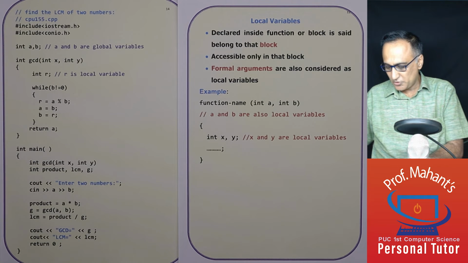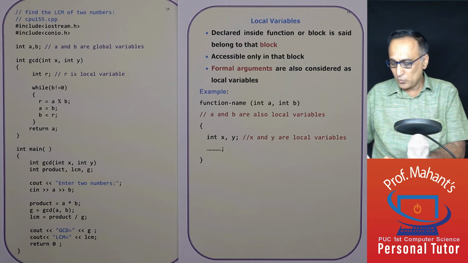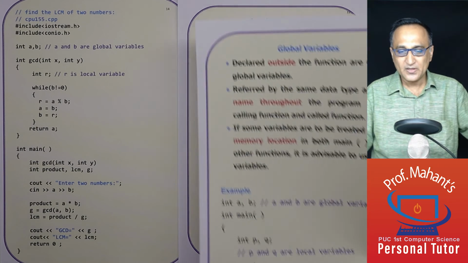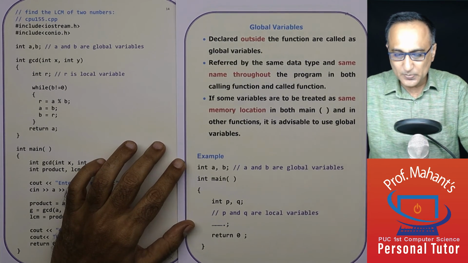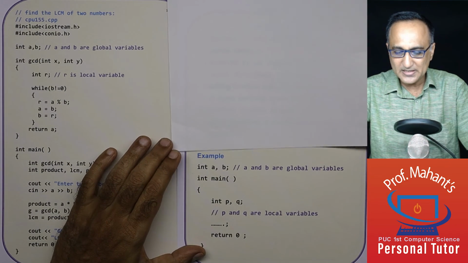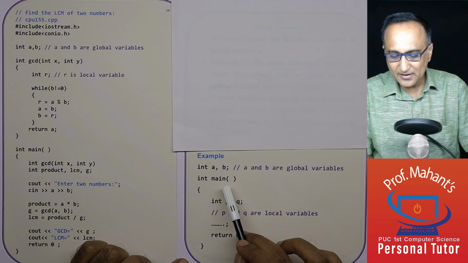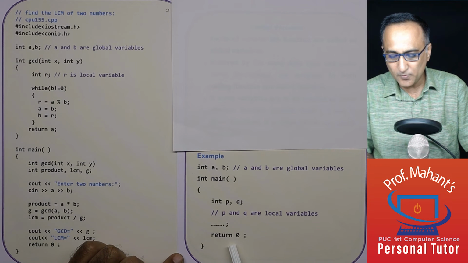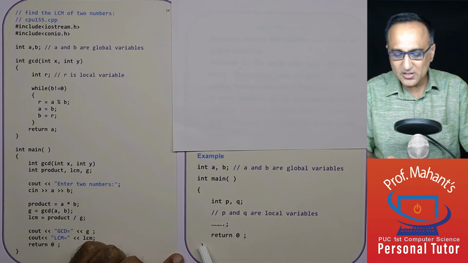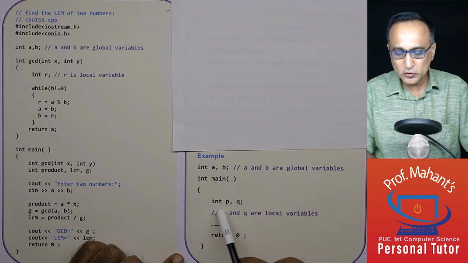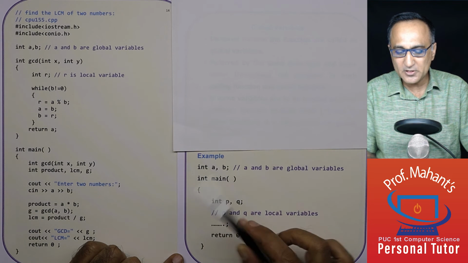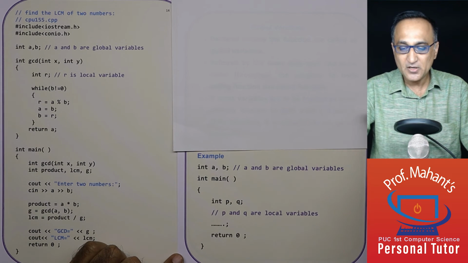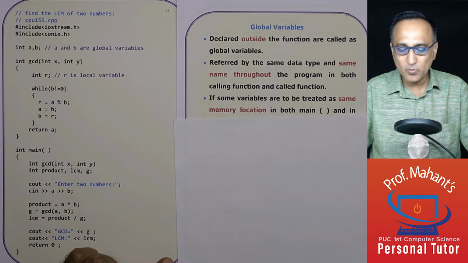Now it is important to get an understanding of what a global variable is. Before we discuss the theory, let's take a look at this small example. Here I have declared a function called main which returns 0. P and Q are within this block, or within the main function. So P and Q are called local variables. A and B are called global variables because they are outside any function. Now let's understand a bit more about global variables.